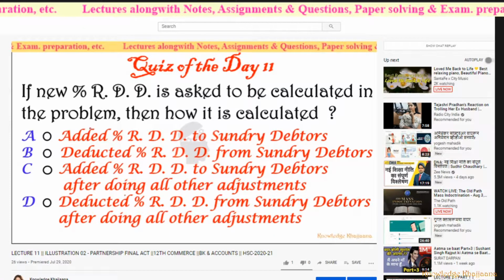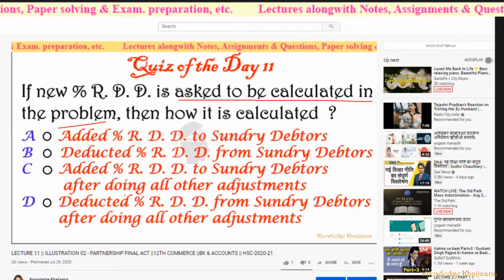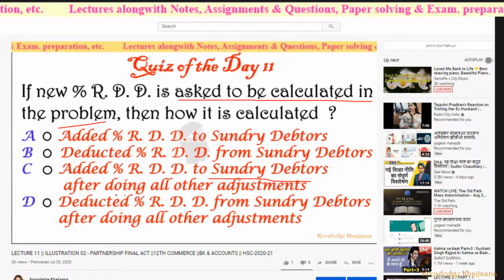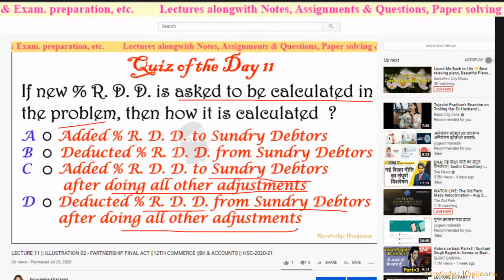Let's start the day with something interesting. In my last lecture, I had asked one quiz. The quiz was: if the new RDD percentage is asked to be calculated in the problem, how is it calculated? The options given were: is the percentage added to sundry debtors? The percentage RDD is deducted from the sundry debtors? The percentage RDD is added to sundry debtors after doing all adjustments? Or the percentage RDD is deducted from sundry debtors after doing all adjustments.